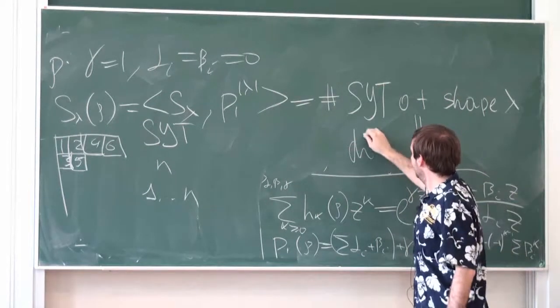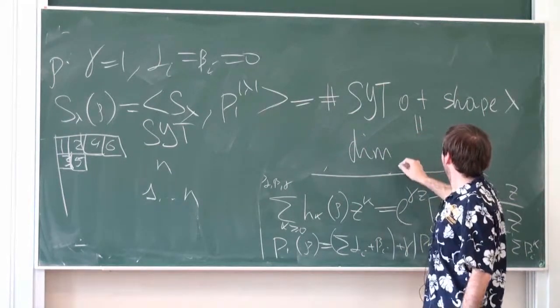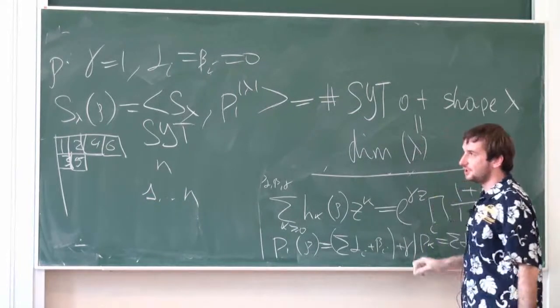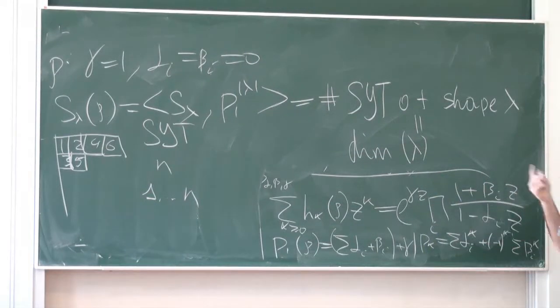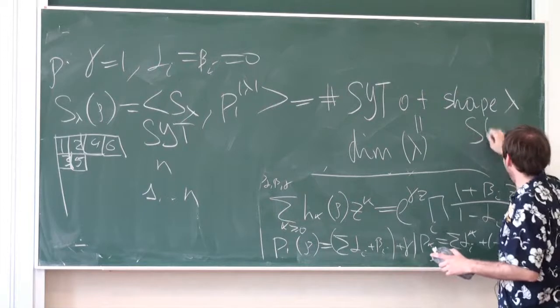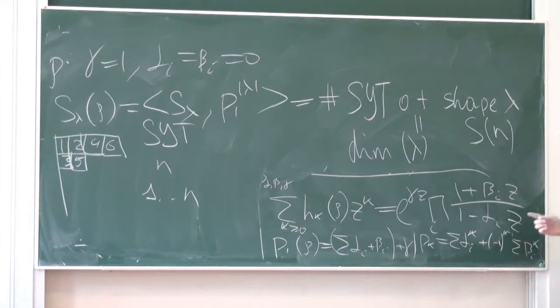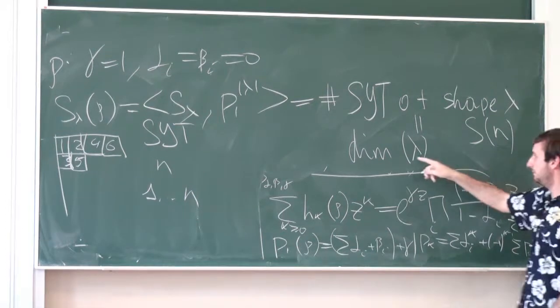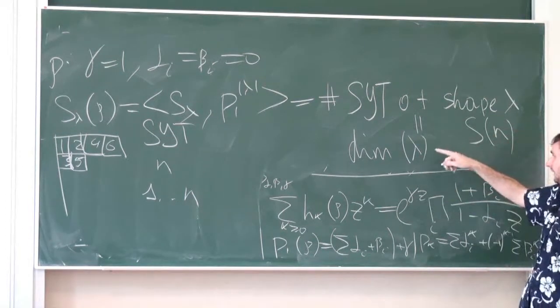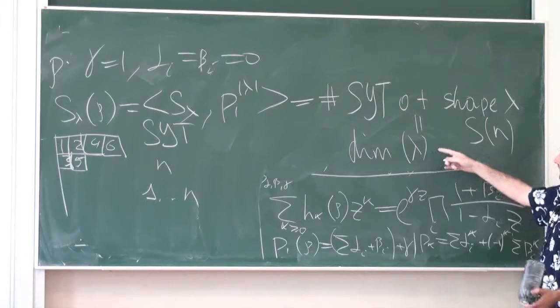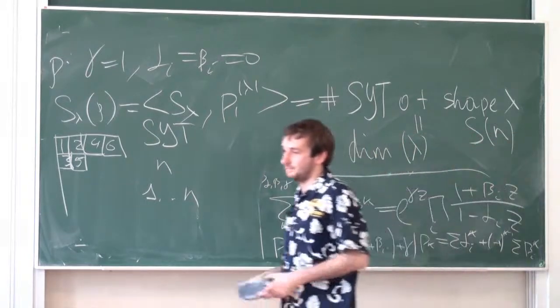This is the dimension of the irreducible representation, now of the symmetric group, so of all permutations of n letters. And it is known that representations of this group are again parameterized by Young diagrams, and this is exactly the dimension of the representation.